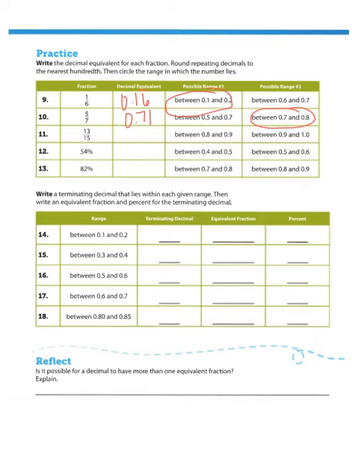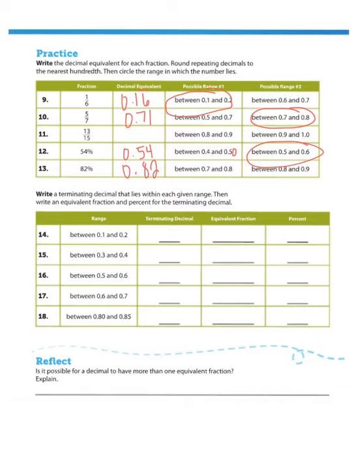When you get down to 12 and 13, 54% as a decimal is just going to be 0.54, and 82% would be 0.82. Then you just have to circle or put your X next to what it would be in between. 0.54 would come after 0.50, so this one would be between 0.5 and 0.6.